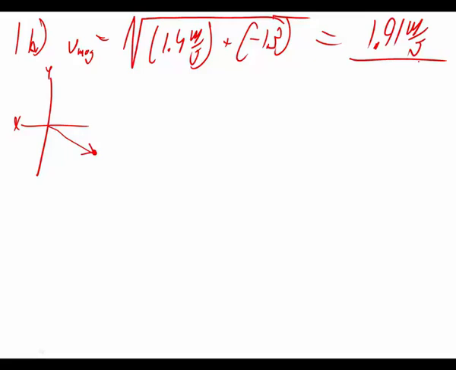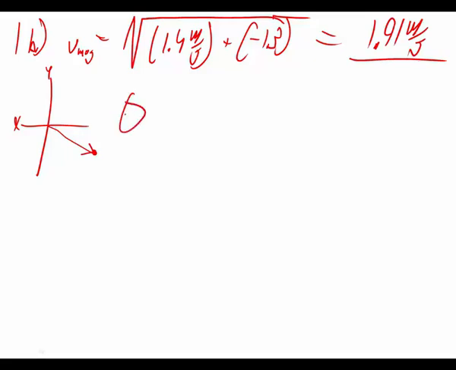So remember, learning terminology. When you hear the word magnitude or speed, and you had X and Y components, you've got to take the square root of the squares on those. When you have components, I and J, X and Y, okay?